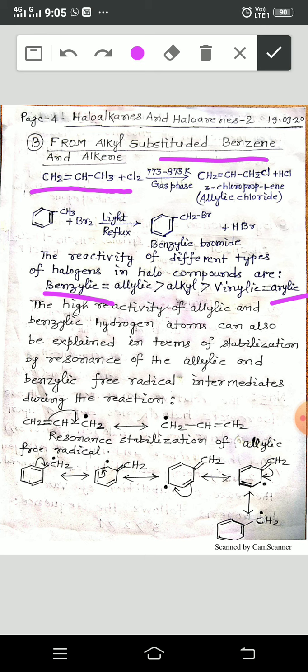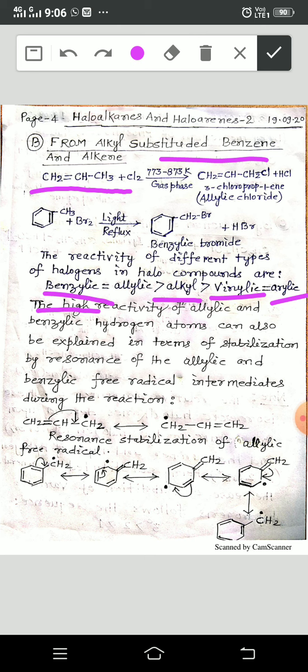So see about the reactions here. Benzylic is more reactive than allylic. Benzylic and allylic are more reactive than alkyl. Alkyl is more reactive than vinyl. Vinyl is less reactive, and vinyl and aryl are in the same category of reaction.